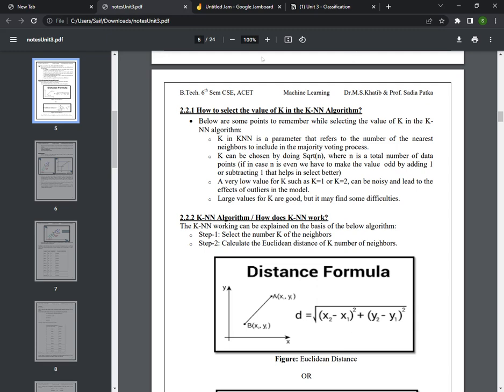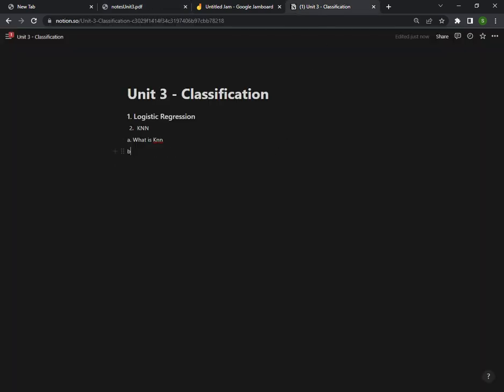How to select the value of k? That is one question.